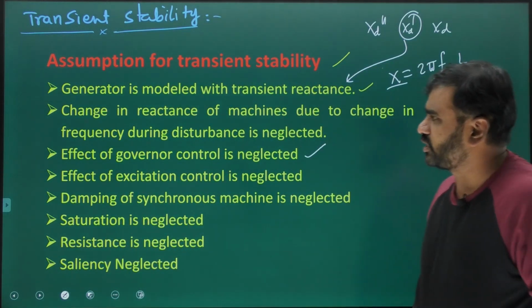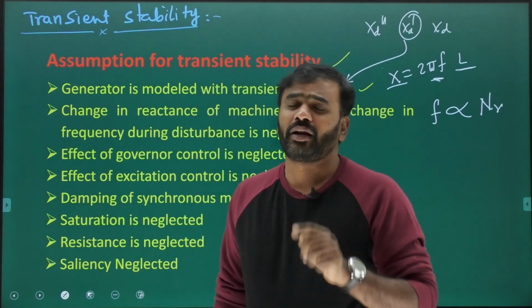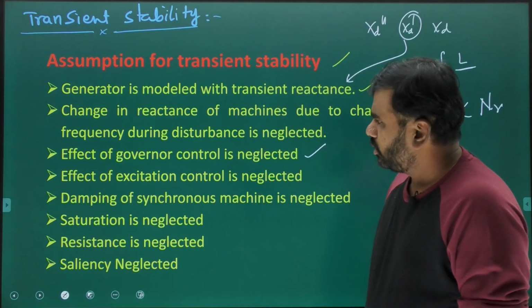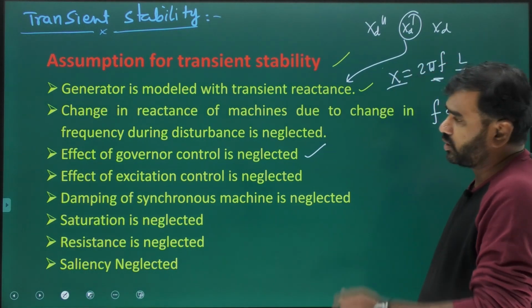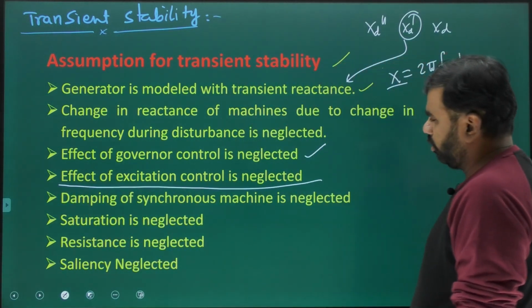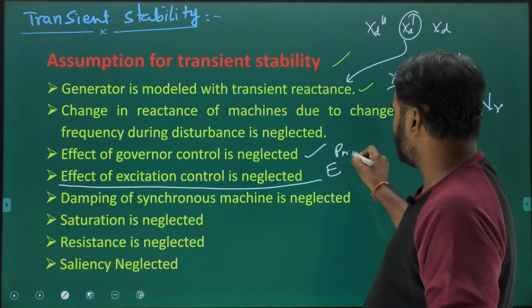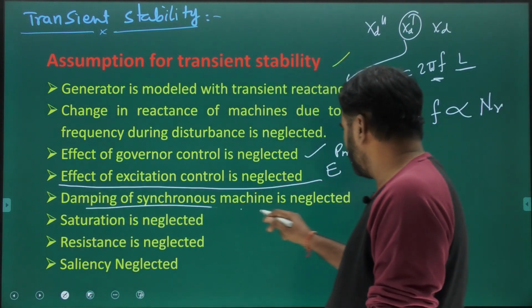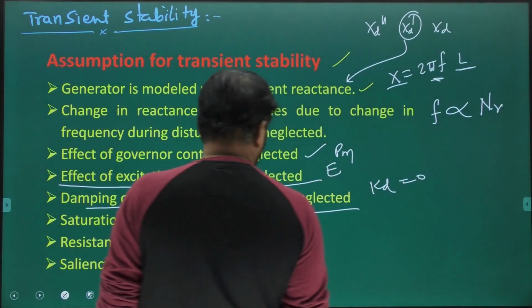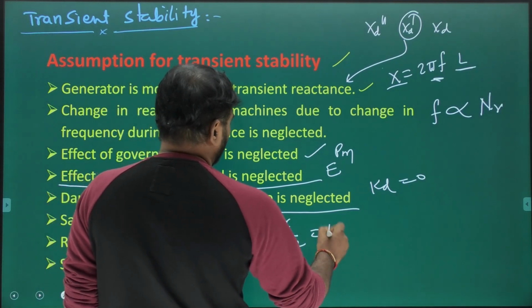And the effect of governor control is neglected. That means during the disturbance the mechanical input to the generator is assumed to be constant, though actually the governor will control that mechanical input. Generally the governor effect contributes to improving the stability. Similarly, the effect of excitation control is also neglected, which means E is assumed to be constant. So here PM is assumed to be constant. Damping of the synchronous machine is neglected. Just now we discussed the damping coefficient Kd, that is equal to 0. That means the swing equation is M d square delta by dt square, equal to simply Pa.